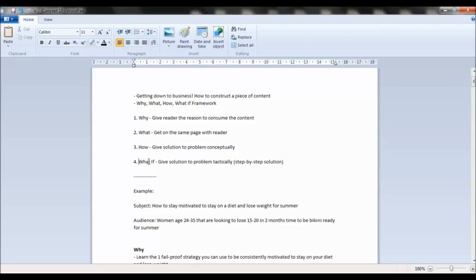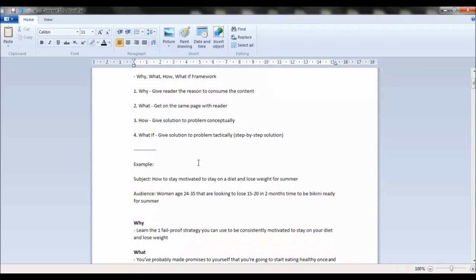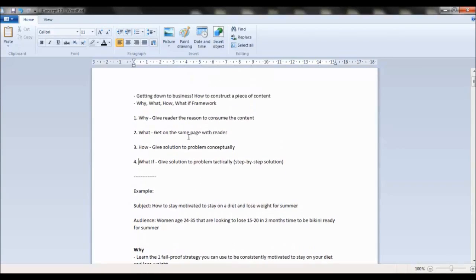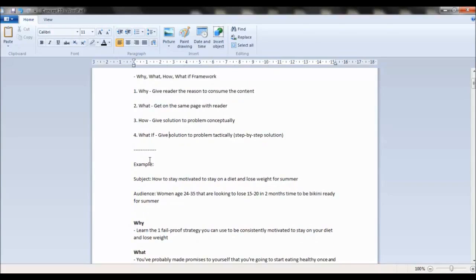So what if? The last part here is to give the solution to the problem on a tactical level. So this is the step-by-step solution. So you're going to walk them through step by step. All right, so let's get into some examples, and we're just going to run through the 4 steps in more detail later on. So example, subject, how to stay motivated to stay on a diet and lose weight for summer.